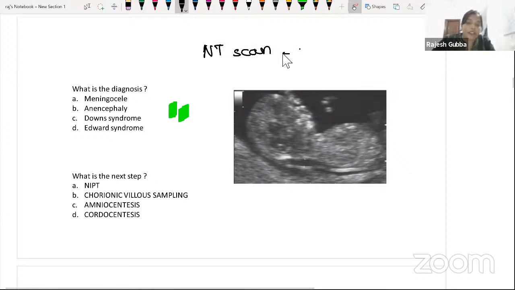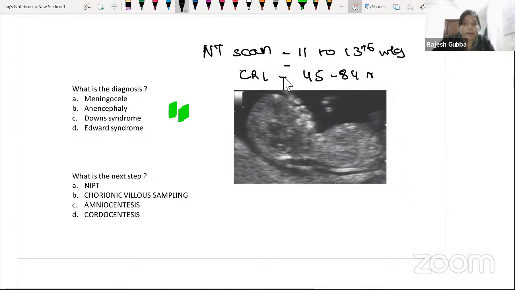NT scan is usually done between 11 to 13 plus 6 weeks, when crown rump length is between 45 to 84 mm. And here in the NT scan, if you see in this image, you have the thickened nuchal translucency. Can you see, very beautifully portrayed?